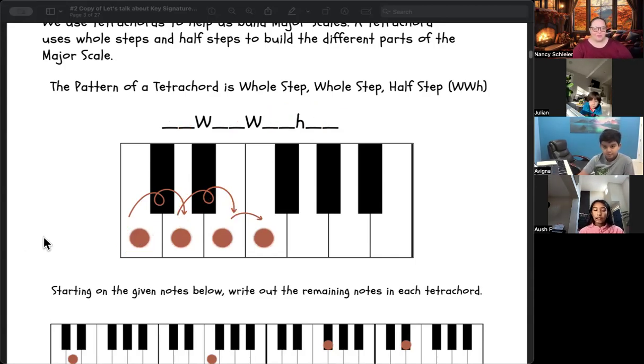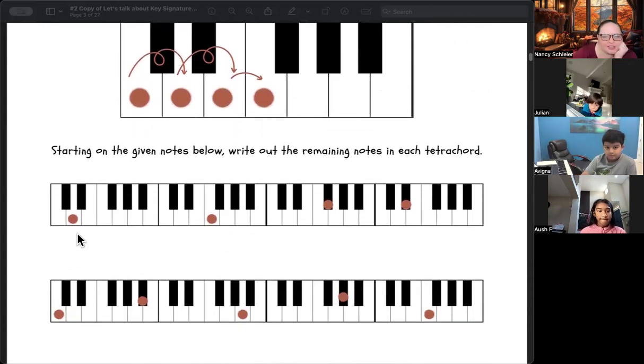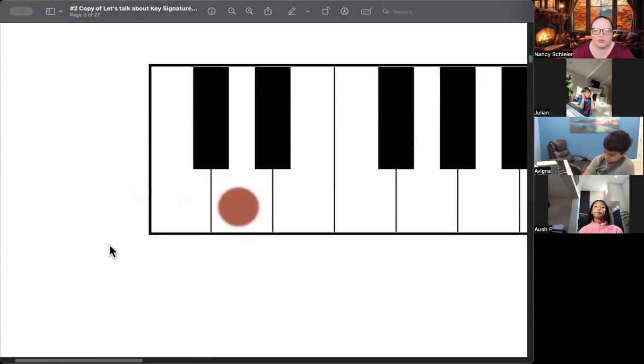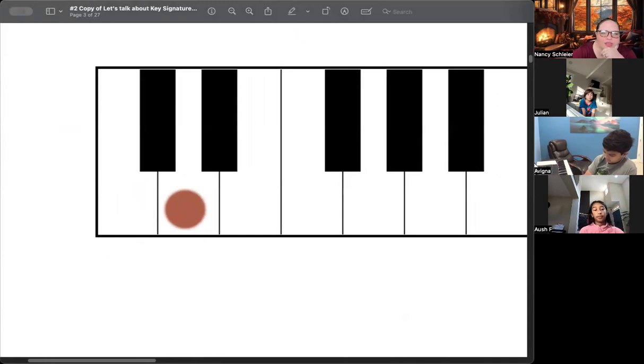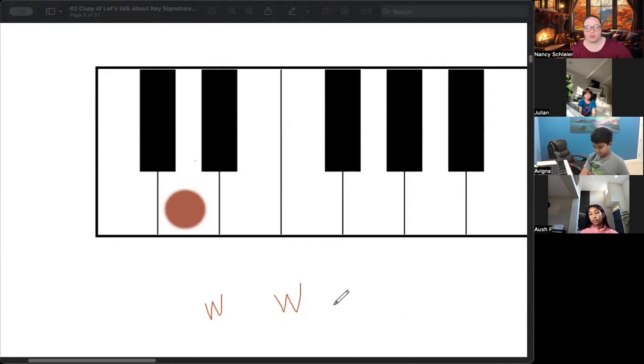All right, so let's pick one of these, and let's do a tetrachord based on that one. Let's do this one right here. Who knows the tetrachord pattern? Julian, what's the tetrachord pattern? Whole, whole, half, whole. Very good. So the last whole step is something else. A tetrachord is just whole, whole, half.